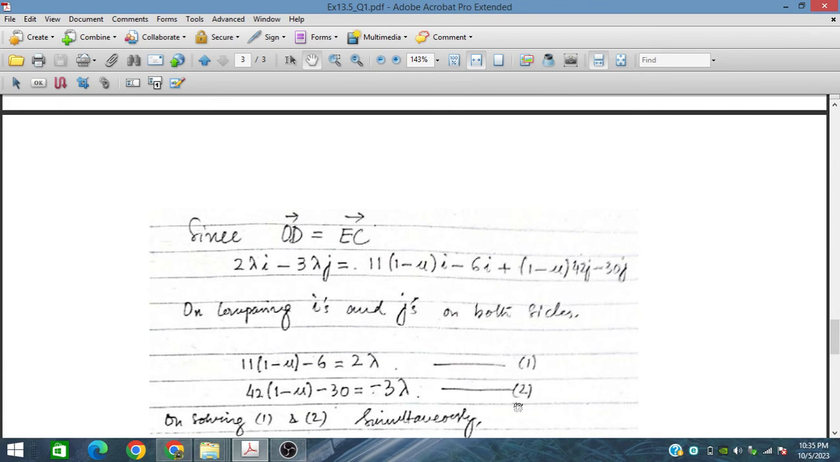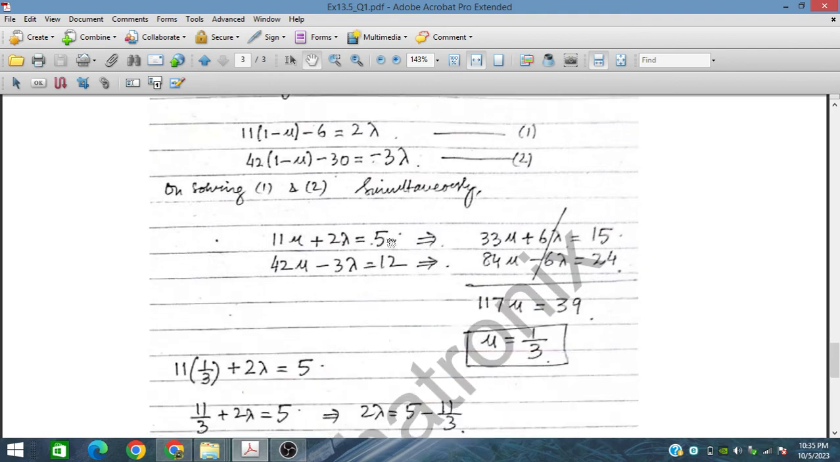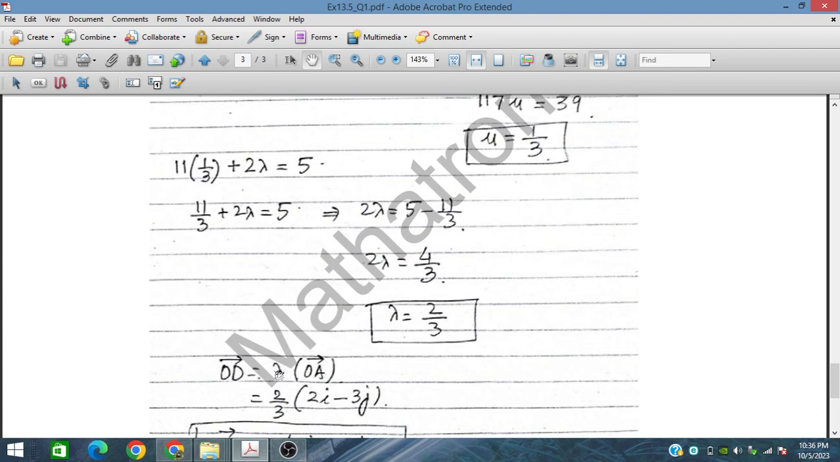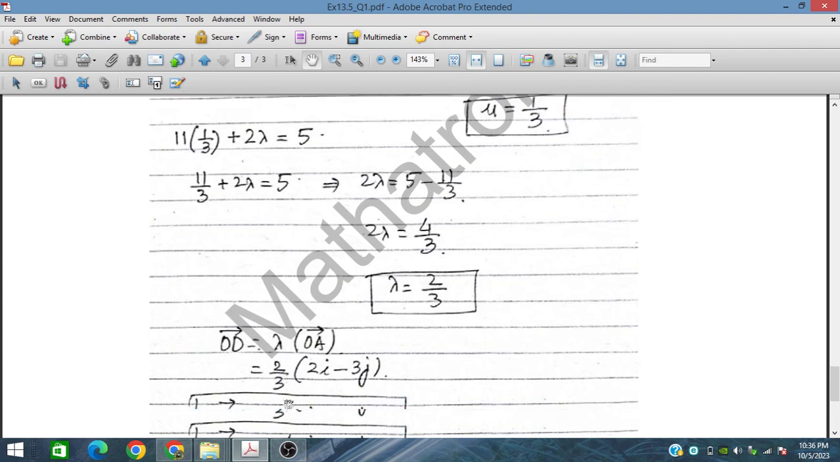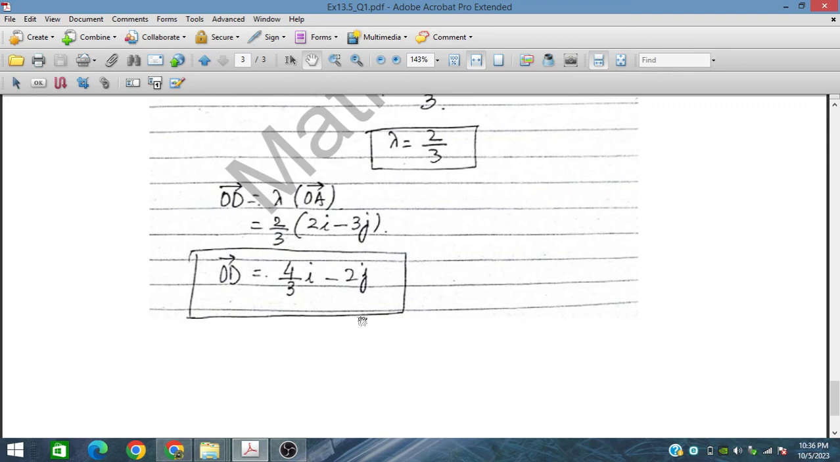We have this relation, and by simplifying and solving these two, we have obtained mu equal to 1 over 3. By placing mu equal to 1 over 3 here, we can find lambda. So lambda is obtained as 2 by 3. This is simple. Mu and lambda are obtained. OD is equal to lambda OA, so in place of lambda we can place 2 by 3, and from this OD is 4 upon 3 i minus 2j. So this is part C, which is very, very important.